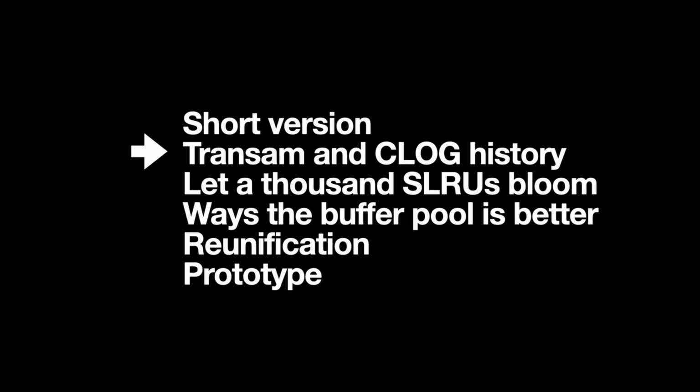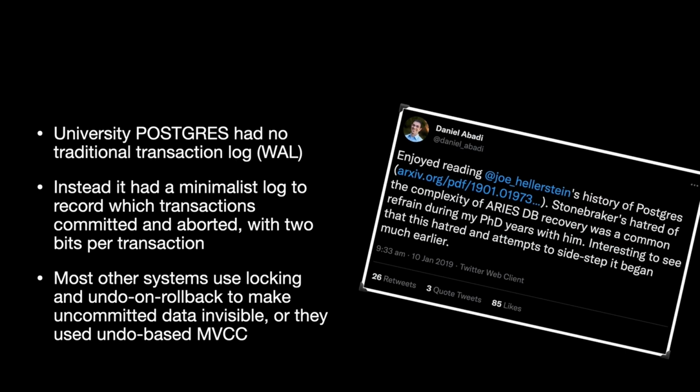Okay, so now I'm going to give a super brief overview of how we got to where we are with these SLRUs. Where did they come from? What are they? So back in the days of university Postgres in the late 80s and early 90s, there was no traditional transaction log. There was something called the transaction log, but it wasn't what we call a transaction log today. There was no WAL, is what I'm trying to say. Instead of that, there was this minimalist log that just recorded which transactions committed and which aborted with 2 bits per transaction, and we still have that. That's called the CLOG today.